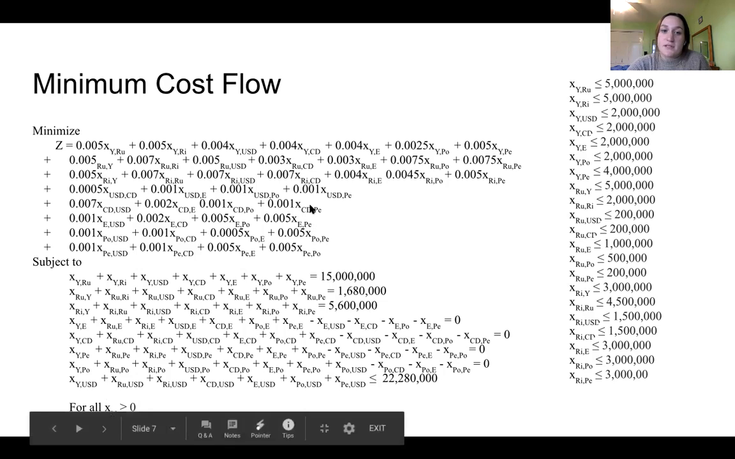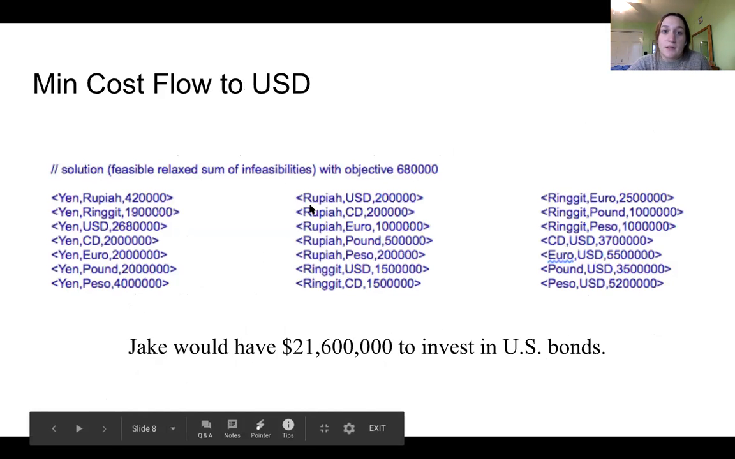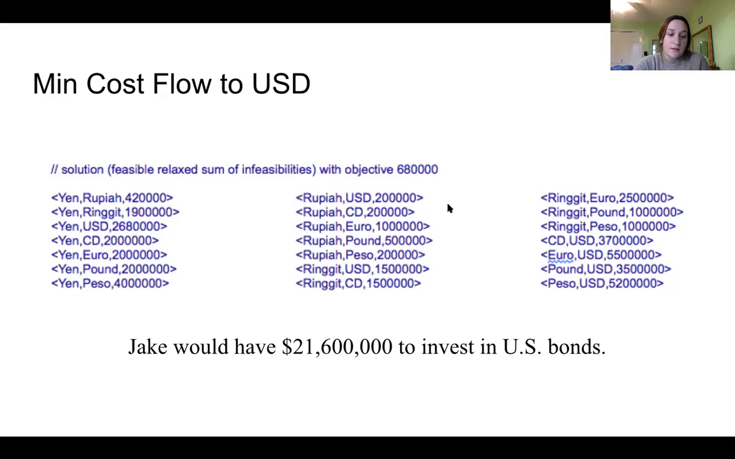And so now I put this into IBM and I formulated a little model there. And so with all these constraints on the capacities, we find that Jake would have $21,600,000 to put into US bonds. That means he is losing $680,000 in those transaction fees, but he is getting his money back into US bonds.